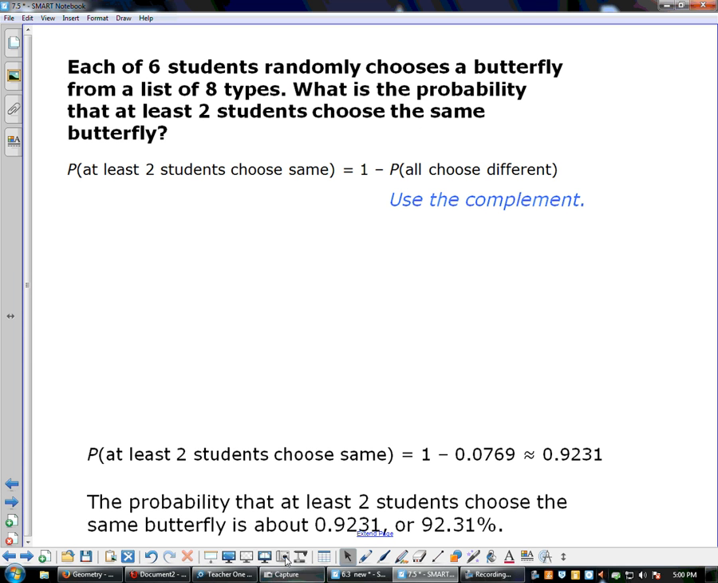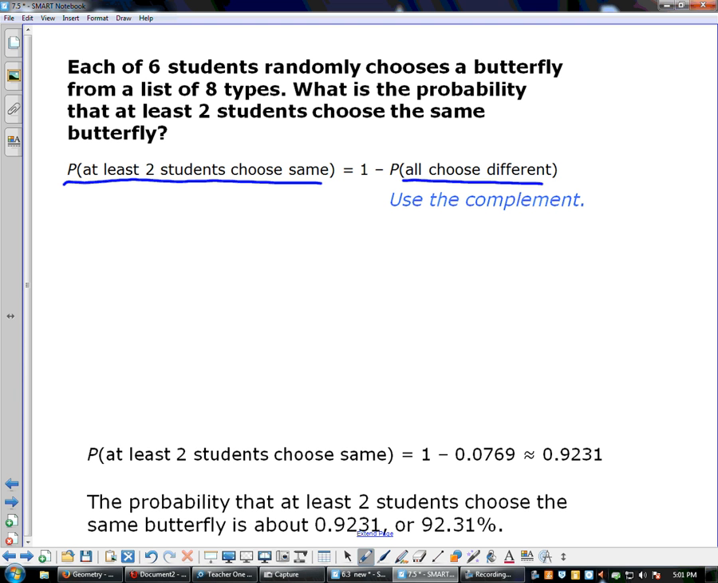So we're going to use that idea here in order to answer this question. Each of 6 students randomly chooses a butterfly from a list of 8 types. What is the probability that at least 2 students choose the same butterfly? Well, I'm going to instead use the complement. I'm going to say the probability would be 1, and I'm going to subtract from that the probability where they all choose different. So every student would have a different butterfly, because that's something that we can calculate a little bit easier in order to find the probability I'm actually looking for.